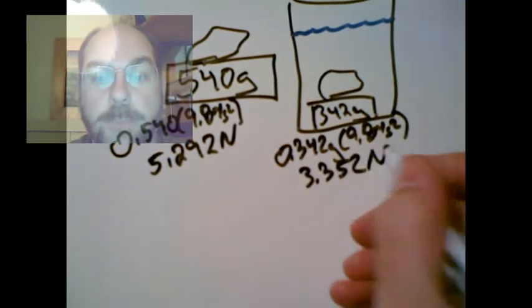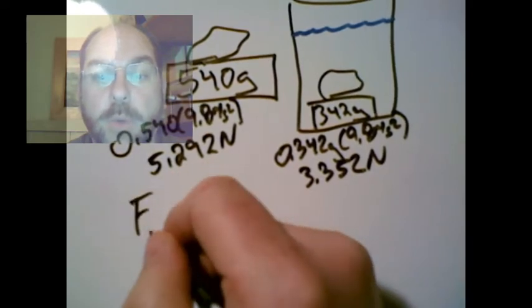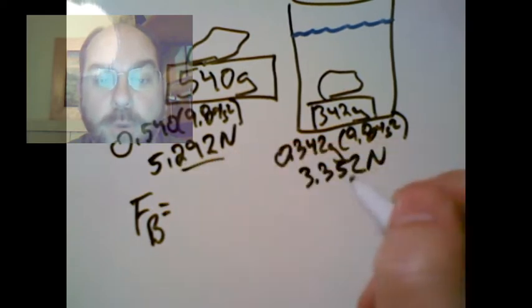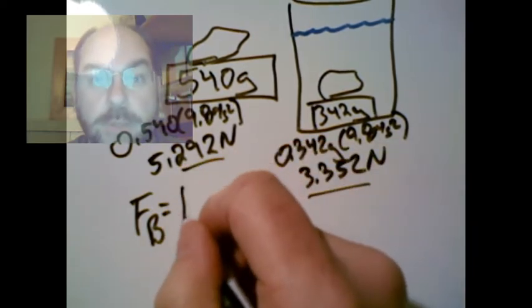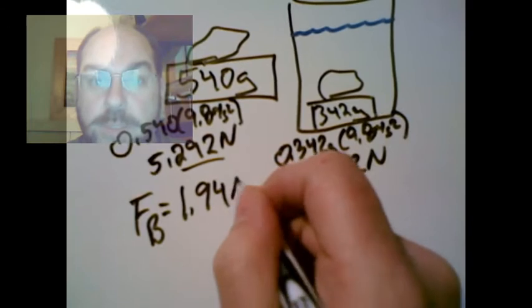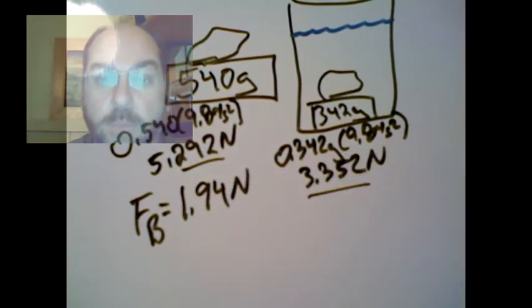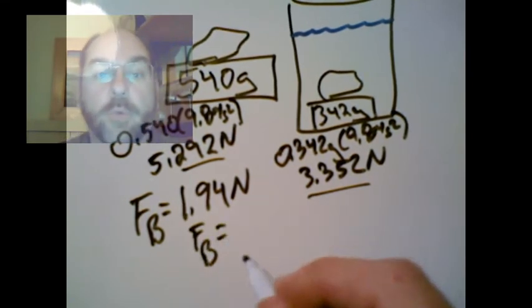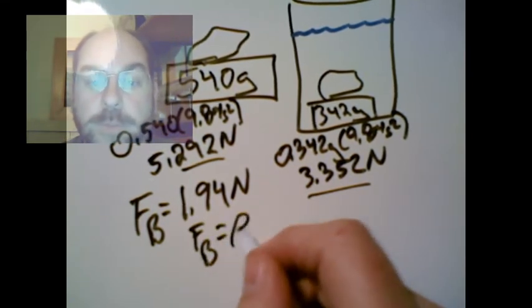Similarly, 0.342 kilograms times 9.8 meters per second squared will give us a weight, not a mass, a weight of 3.352 newtons. Okay, so the buoyant force is the difference between the two. The buoyant force is the weight of the displaced fluid, but it's the difference between the weight in air and the apparent weight in the fluid. So it's 1.94 newtons is the buoyant force.